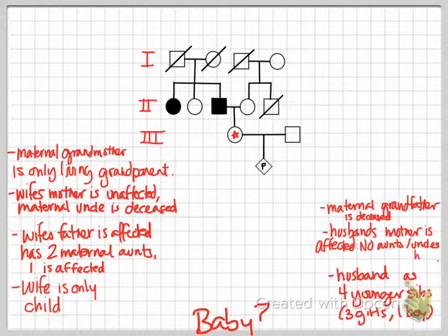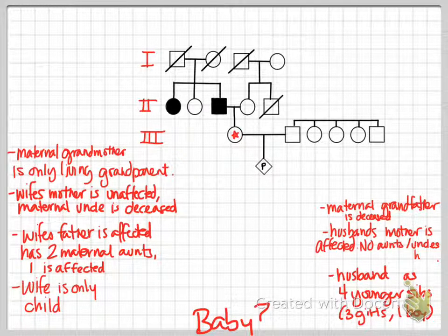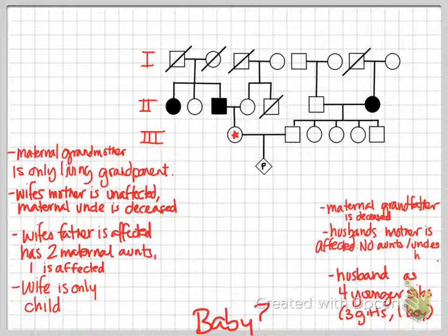It says that the husband has 4 younger siblings, 3 girls and 1 boy. So there's his family. Well, we know that they had to have parents, and it says that the mother is affected, but that he has no maternal aunts or uncles. So both of his parents were only children. We have no information on his grandparents other than that his maternal grandfather is deceased. Okay, well, that's all we have. We'll start analyzing the pedigree in just a second.